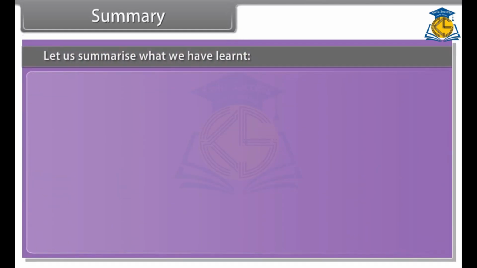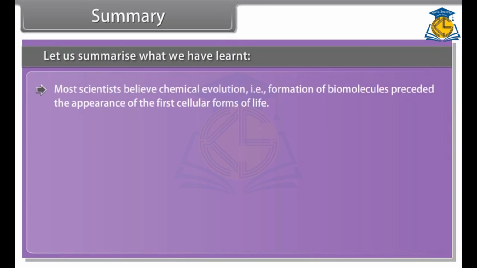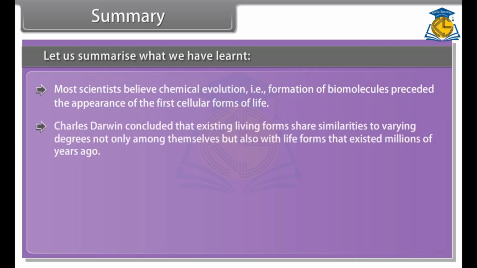Summary. Let us summarize what we have learned. Most scientists believe chemical evolution, that is, formation of biomolecules, preceded the appearance of the first cellular forms of life. Charles Darwin concluded that existing living forms share similarities to varying degrees, not only among themselves but also with life forms that existed millions of years ago.